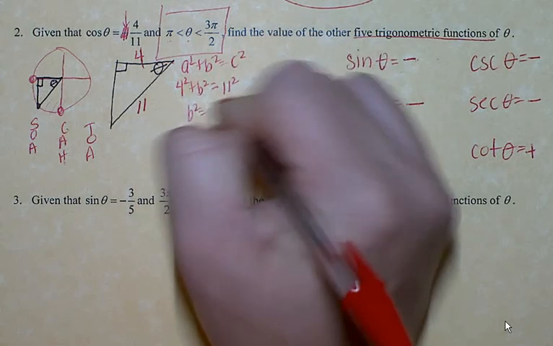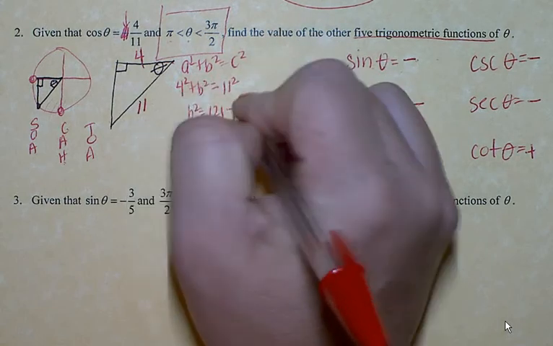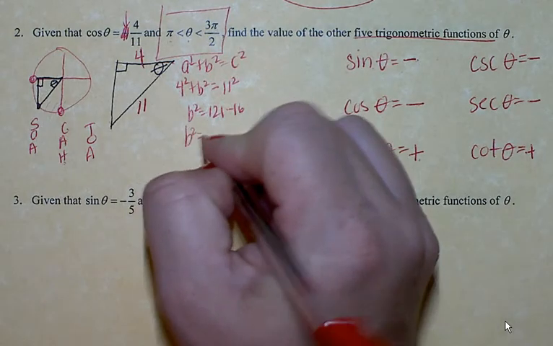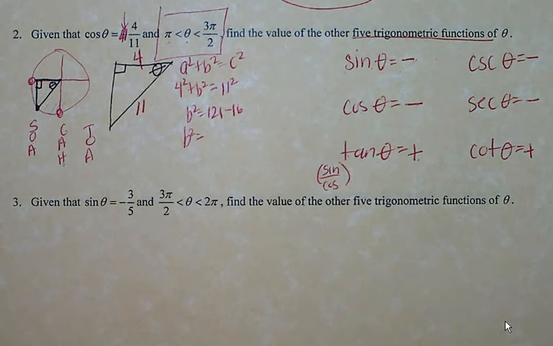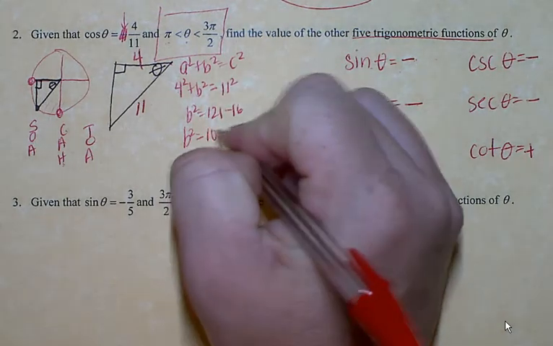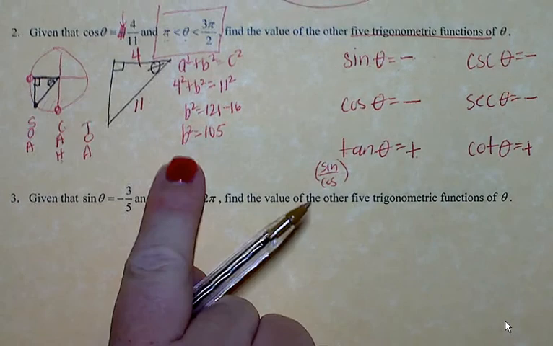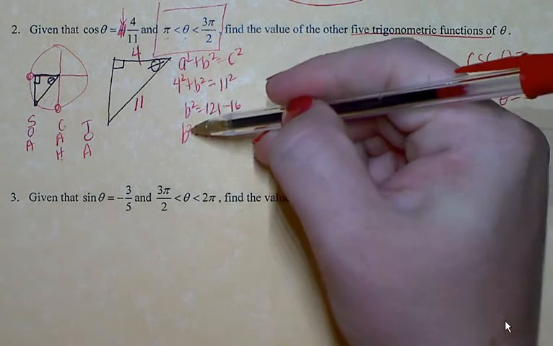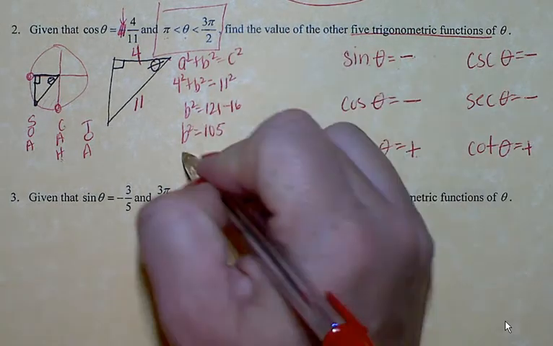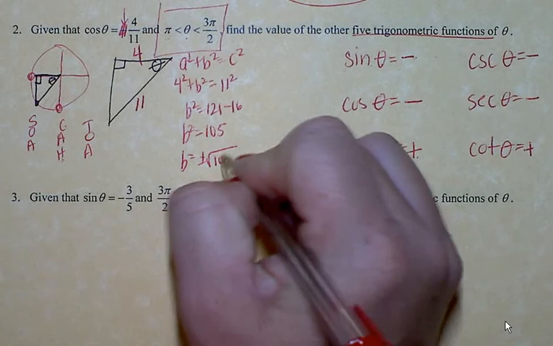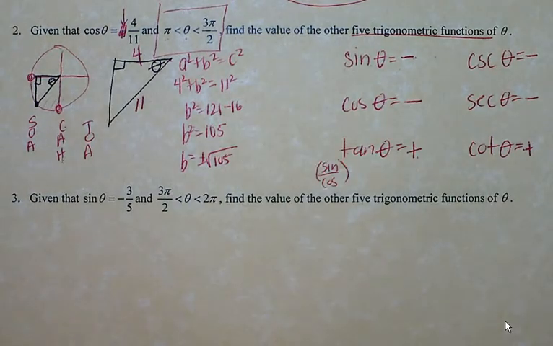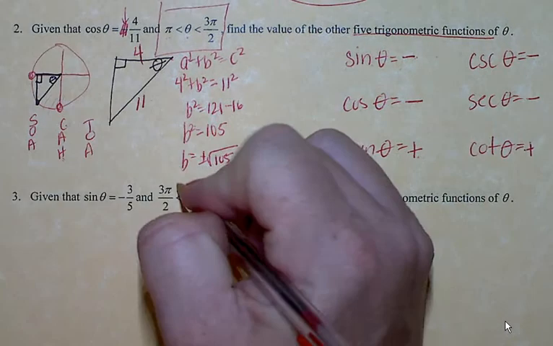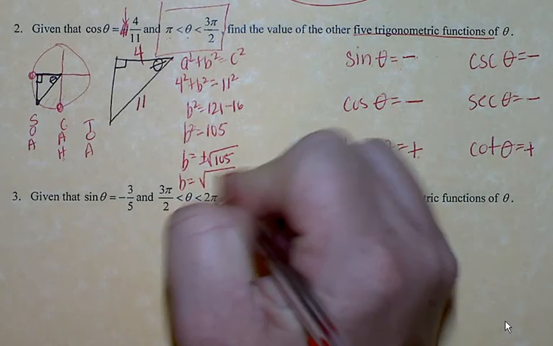I know this is 121, and I'm going to subtract the 16. Can you please do that on the calculator for me? 121 subtract 16 gives you a value of 105. All right, now when you solve an equation like this, you're going to have 2 answers. So this will be b equals plus or minus the square root of 105. But b represents the length on a triangle, and lengths are always positive. So b is only positive square root of 105.